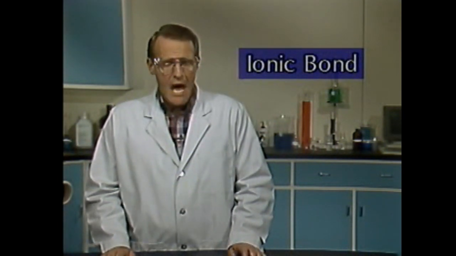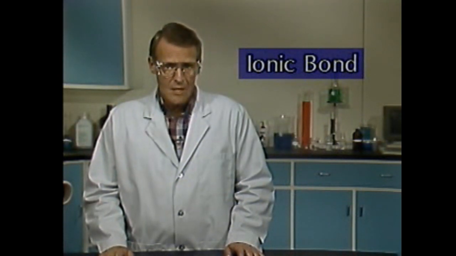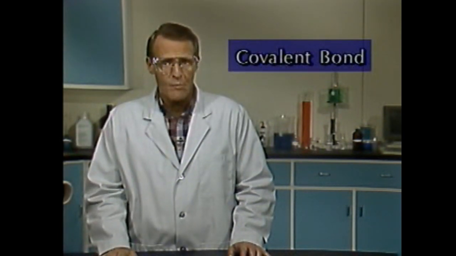Atoms that have gained or lost electrons are no longer called atoms. They're called ions. An ion is simply an electrically charged atom. The bond that holds ions together is called an ionic bond. However, ionic bonds are not the only means of forming molecules. Molecules can also be formed when atoms share electrons. This type of bond is called a covalent bond.